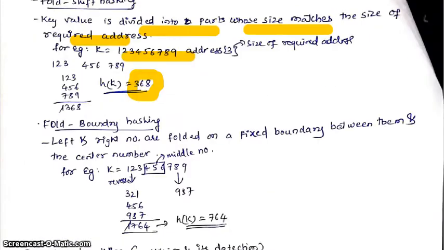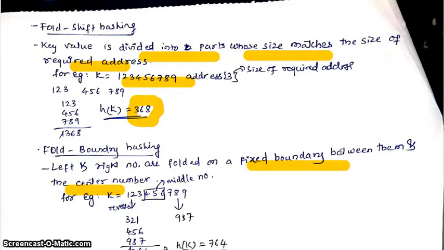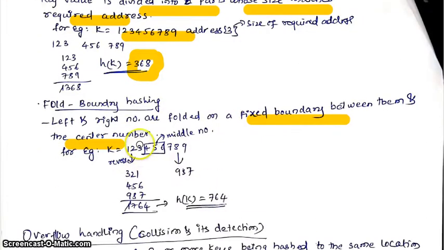Another one is fold boundary hashing. Here the left and right numbers are folded on a fixed boundary between them and the center number. As you can see, consider this number. First we need to take the first 3 digits because the address size is 3. We reverse this, we will get 3 2 1, then 4 5 6 remains as it is, the middle number will not be changed. So only the first 3 digits and the last 3 digits are reversed.